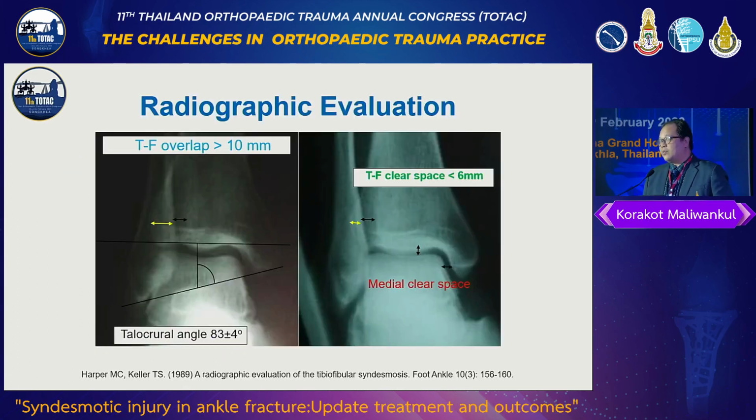The radiographic evaluation, this is very common. Everyone knows about this, especially the tibiofibular clear space. But by the way, sometimes you have to carefully look at the medial clear space too, because deltoid injury usually happens, as it's caused by the rotational injury. So be careful.